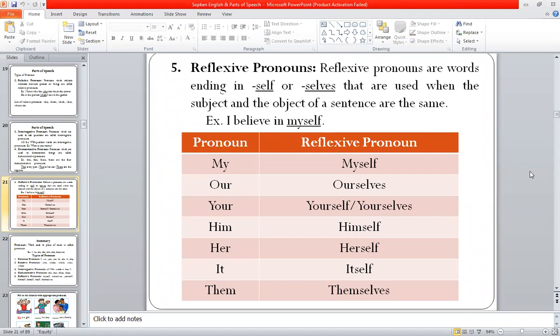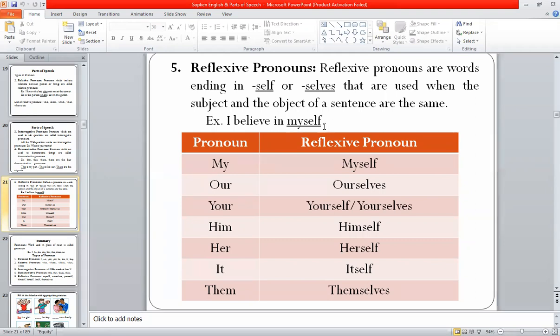Yes, sir. Okay. So we are talking about the reflexive pronouns. Reflexive pronouns are the words which we use when we are talking about oneself, or about ourselves, or myself, or himself, or herself. So we have to just add self to my or our or your, the possessive pronoun. Okay, so this is about the reflexive pronouns.